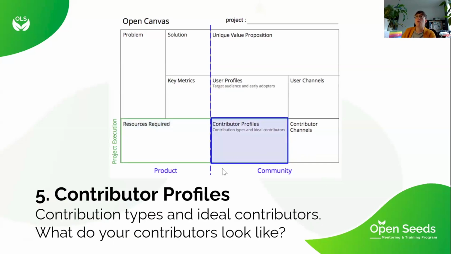Then we will go through community. It is quite useful because you've already been thinking about the resources required, so this is quite an easy transition. You've thought, oh, I'll need this type of engineer, or this type of person, or a community manager, or an event organizer. Then you normally feed directly into your contributor profiles. So you can list the contribution types, the ideal contributors, and what this looks like.